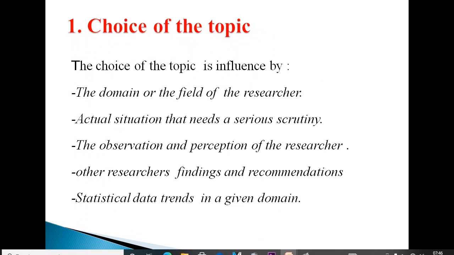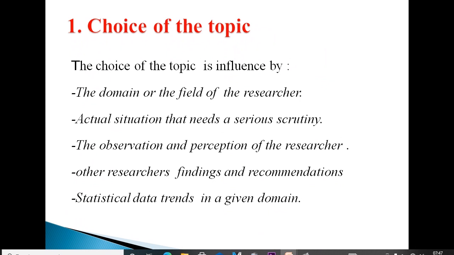Number four, there are other researchers' findings and recommendations. Another researcher can recommend that others deepen his research, and some of them may be interested in deepening it by carrying out other related research studies.